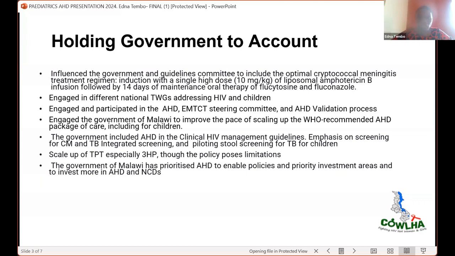And also we are engaging in advocating for scale up of TPT, especially 3HP, which is a shorter regimen, as most of the facilities are still giving INH, which most of the recipients of care are not tolerating. So we are advocating for 3HP, which is shorter, and the people are happy with 3HP. And the government of Malawi to also prioritize AHD in their policies, which they have done. And during the G7, they have also included AHD as a priority in the concept. Next slide.